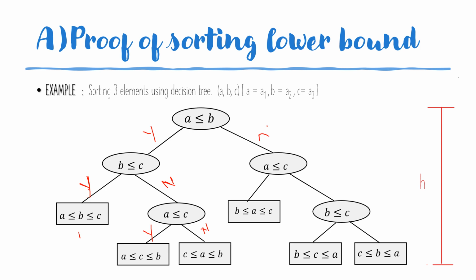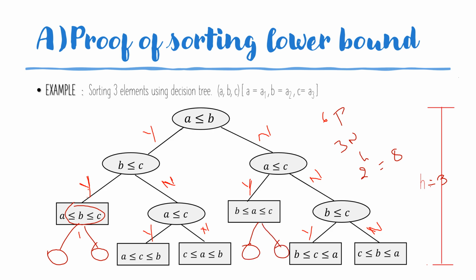So similarly, I give the decision to be a yes or no at each node. Depending on that, I get different sorted orders, so different permutations. So I got 6 permutations for 3 elements. So the height of the tree is h. The maximum number of leaf nodes possible for this tree can be 2 power h, that is 8. So if there is a node here, then there will be 2 other nodes coming out of this.